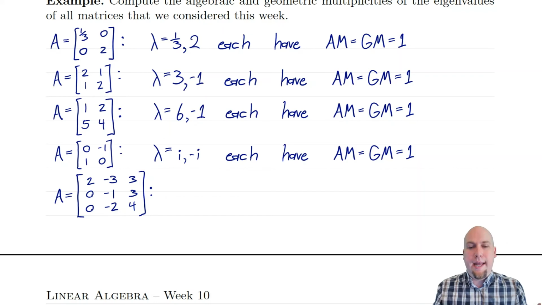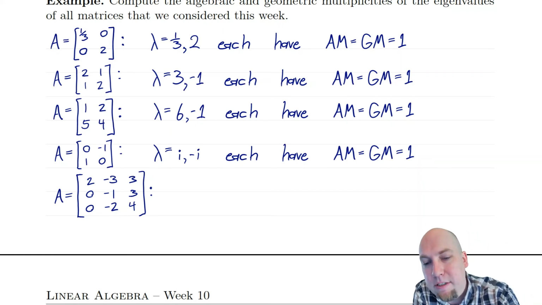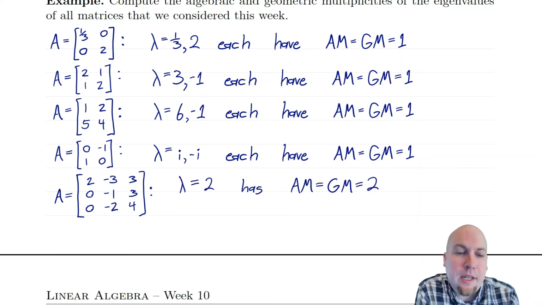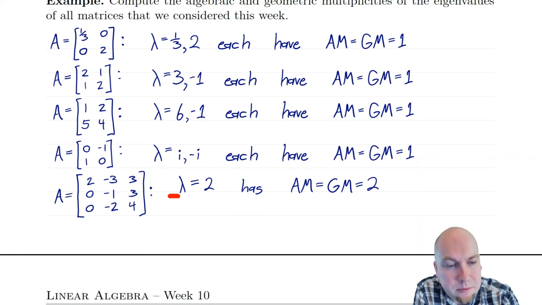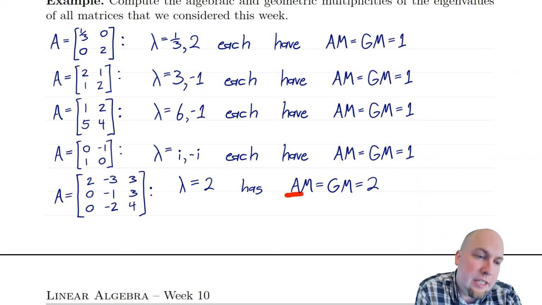All right, and we also went through this 3 by 3 matrix a little while ago, okay? And we found that this guy has 2 different eigenvalues. One of them is lambda equals 2, and for this one, we found the algebraic multiplicity and the geometric multiplicity both equaled 2.